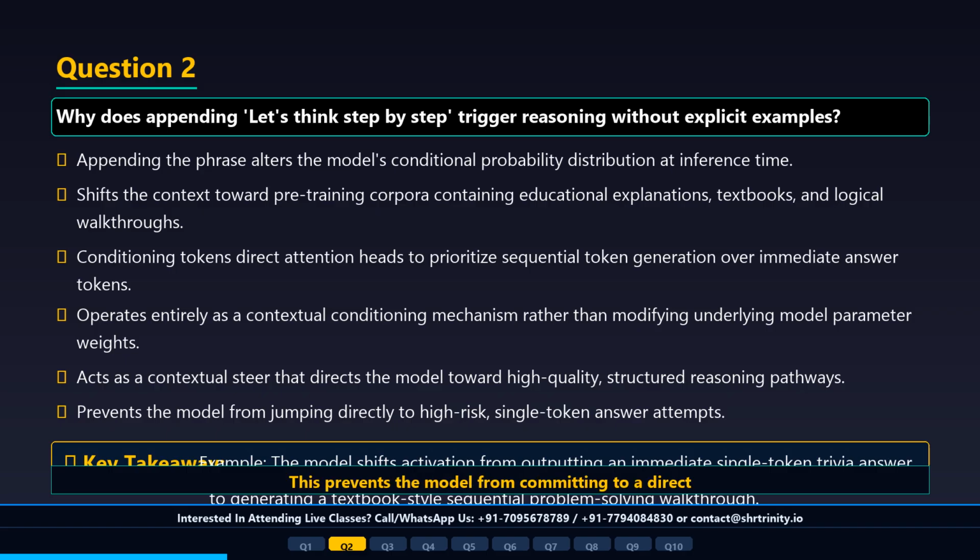For example, the model shifts activation from concise trivia answers to textbook-style sequential problem solving. A common mistake is thinking the phrase alters parameter weights, rather than recognizing it as an inference time context conditioning mechanism. As an interview tip, explain it as a contextual steer that redirects model attention toward high-quality reasoning pre-training data.